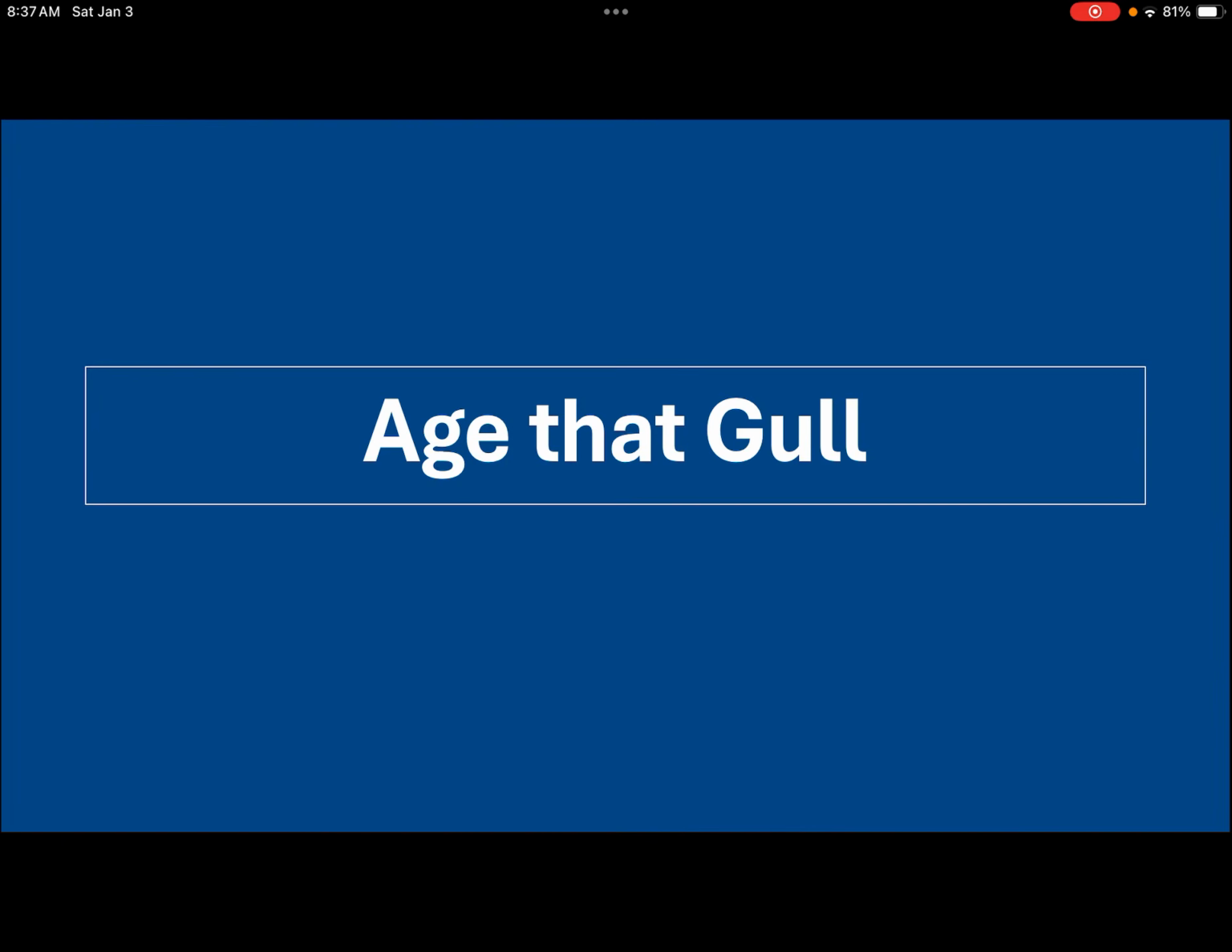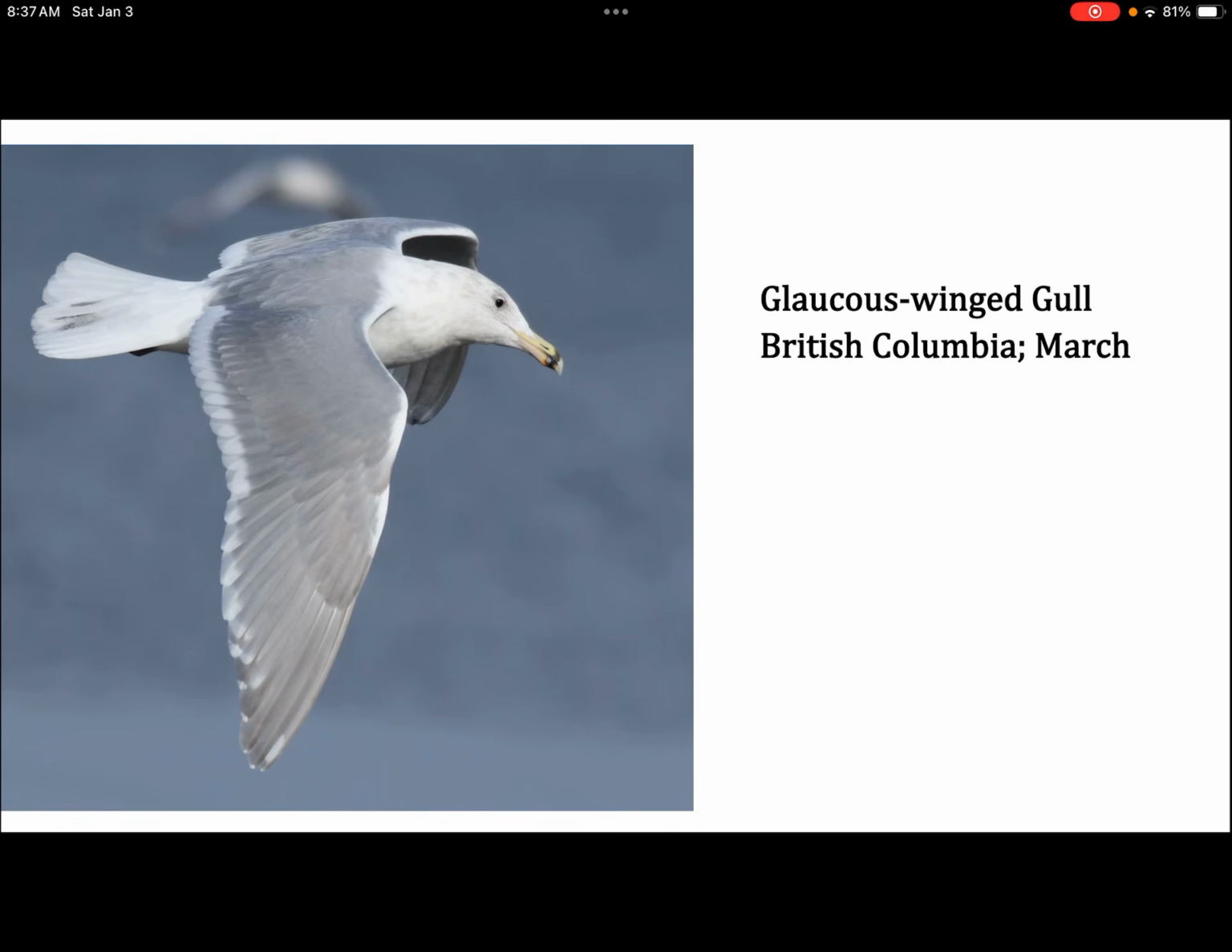All right, we have age that gull. We're going to do an exercise of about 10 or so birds and just kind of discuss how we would age these birds and what we would be noticing in the field with these birds. There's a glaucous-winged gull in March, British Columbia.